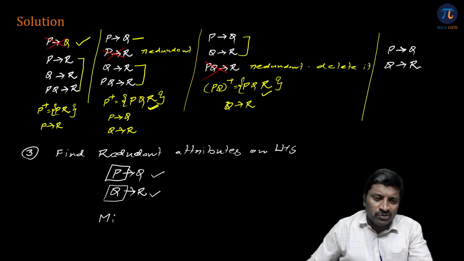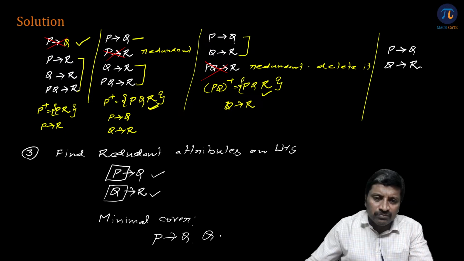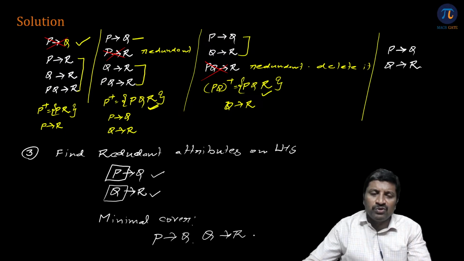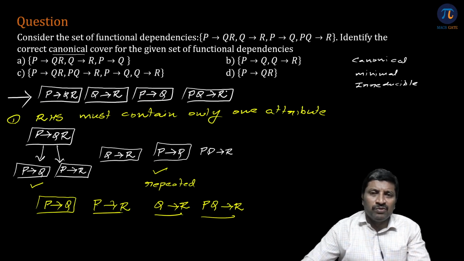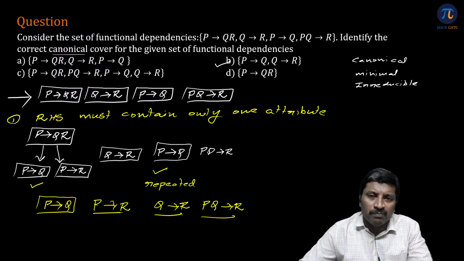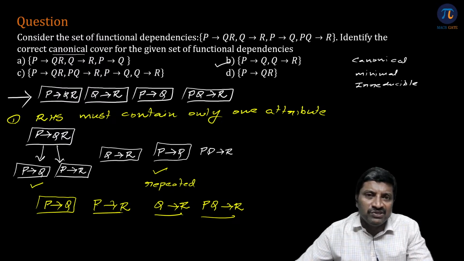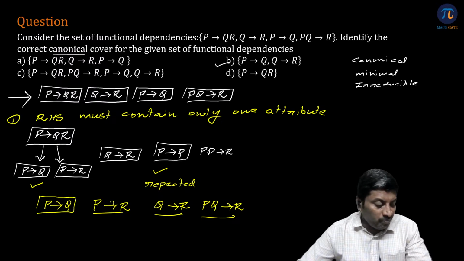So what is our conclusion, or what is the output of the third step? The minimal cover for the given one is P goes to Q, Q goes to R. Right, sir? P goes to Q and Q goes to R. Clear, sir? So this is about finding the minimal cover for the given set of FDs. Hope you understood it.